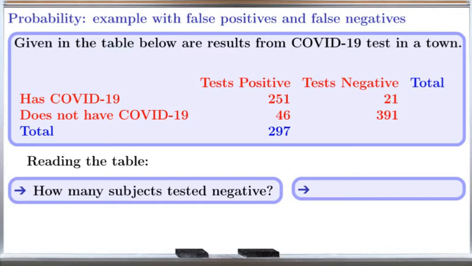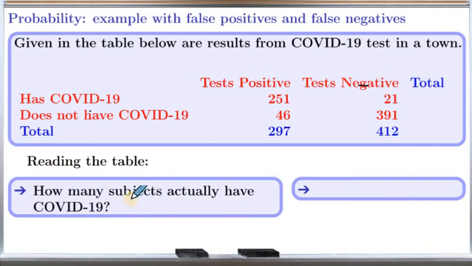How many subjects tested negative? For us to answer that question, now we have to look at this column. That would be 21 plus 391, so that's 412. So there were 412 subjects that tested negative.